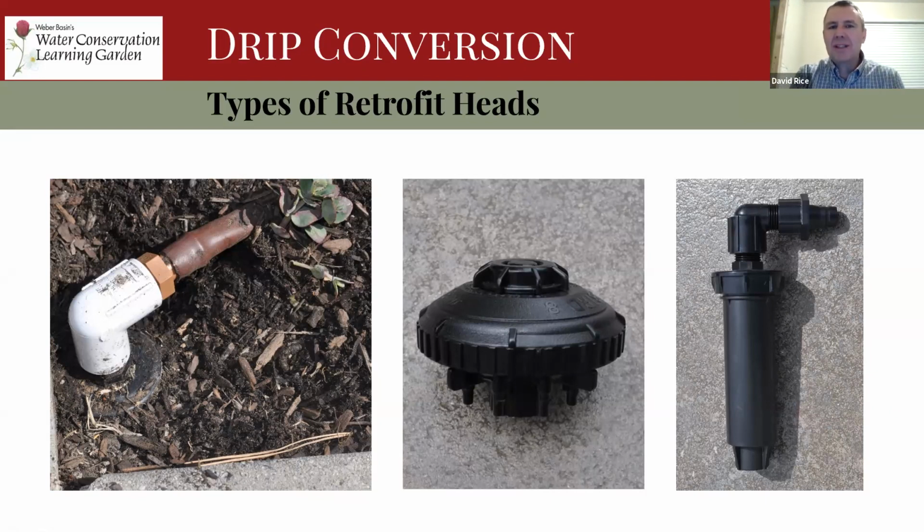But it makes it really easy to retrofit and convert from spray to drip, especially in a park strip. So maybe you have 10 spray heads in your park strip. You cap off probably 8 of them. You leave 2 of them. You connect the drip tubing to them, and you're ready to go on drip tubing and ready to water.